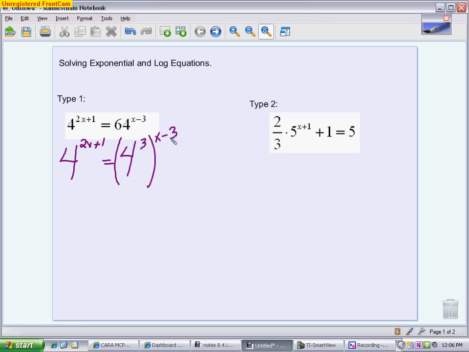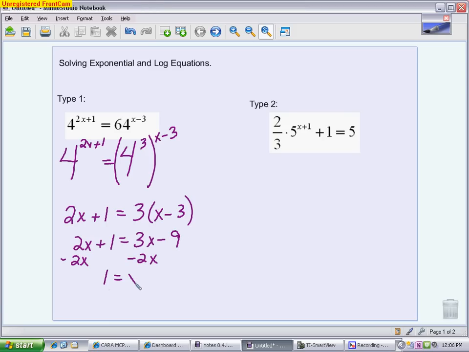And now you want to use exponent rules, and what you can say is that 2x plus 1, the exponent on the left, is equal to 3 times x minus 3, the exponent on the right. You can distribute, so you get 3x minus 9, and then I'm going to subtract 2x from both sides. So I get 1 equals x minus 9, and then my last step is to add 9. So you get x to be 10.